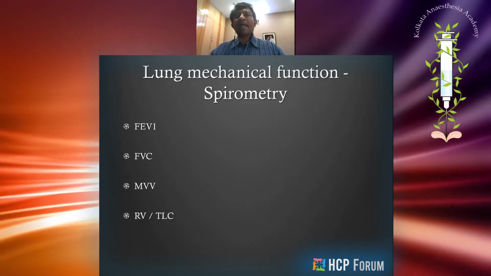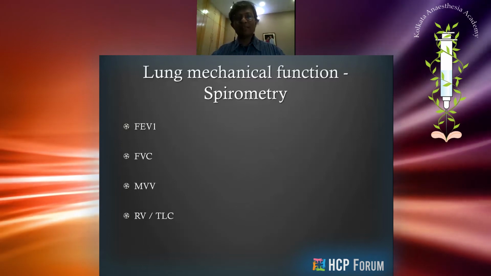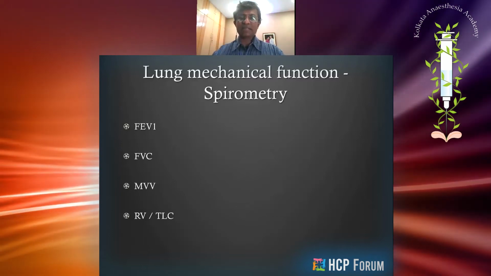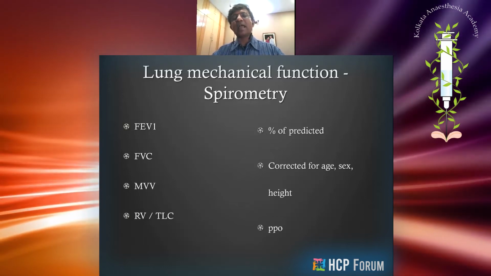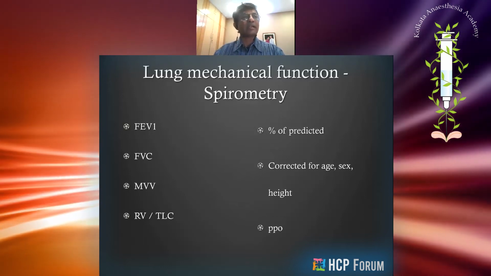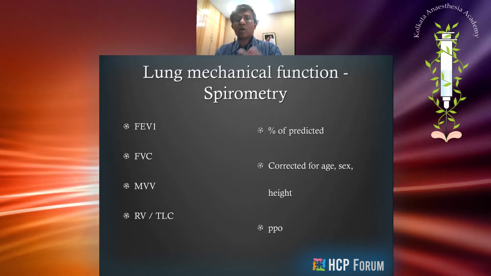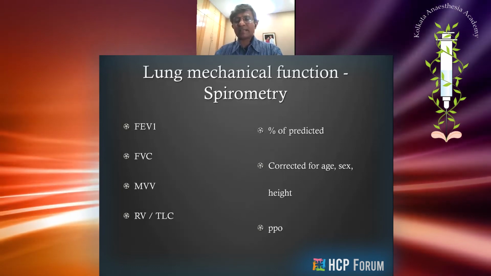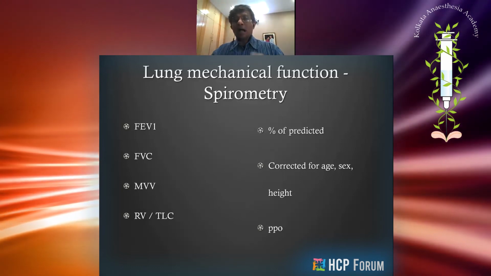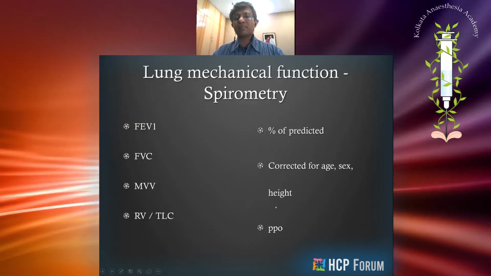The mechanical function you look at through spirometry: the FEV1, the FVC, the minute ventilation, maximum ventilation, the residual volume, and the TLC. Here you look at the percentage of the predicted, how much we should have achieved when corrected for age, sex and height. And ultimately, what is very, very important is the predicted post-operative.